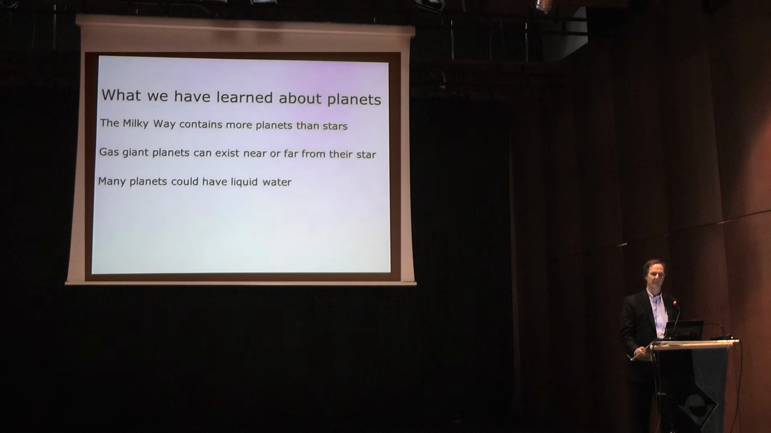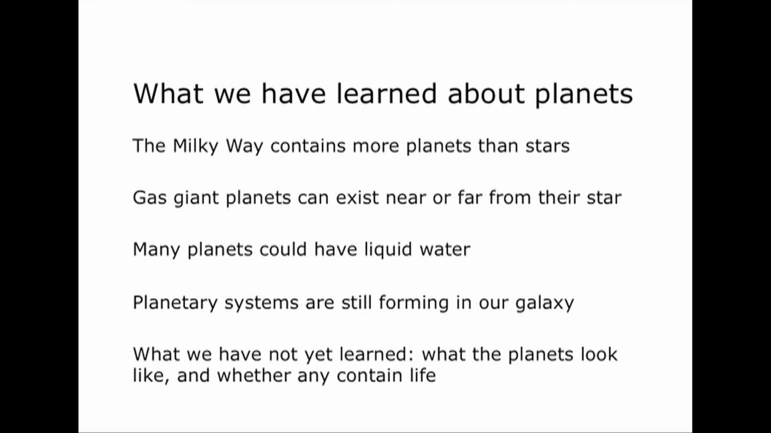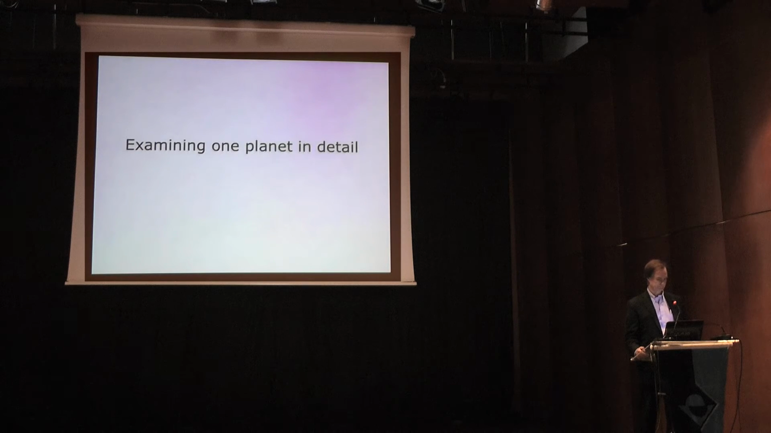We have found many planets that could have liquid water, and our task in the next decade is to confirm whether they in fact have water by looking for water molecules in their atmospheres. We know that planetary systems are still forming in our galaxy, and we'll use the James Webb Telescope and others to learn more about them. But there are key ideas that we've not been able to fully understand or pursue. We don't know really what the planets look like and whether any contain life. That's work for future astronomers.